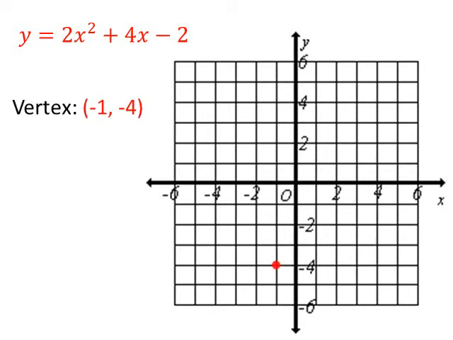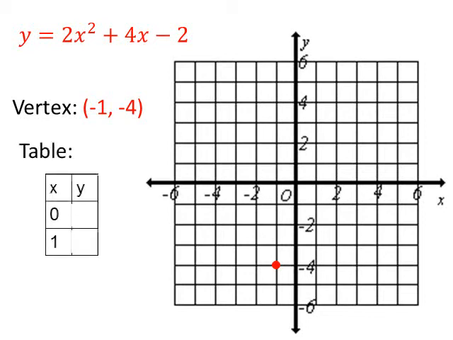So I plot the vertex. There it is down there, negative 1, negative 4. Then I choose the two x-coordinates to the right of the vertex. So if negative 1 is our vertex, the next two numbers are 0 and 1. And I make a table with that. I'm going to plug in 0 and plug in 1 and find the y-coordinates for each of those points.